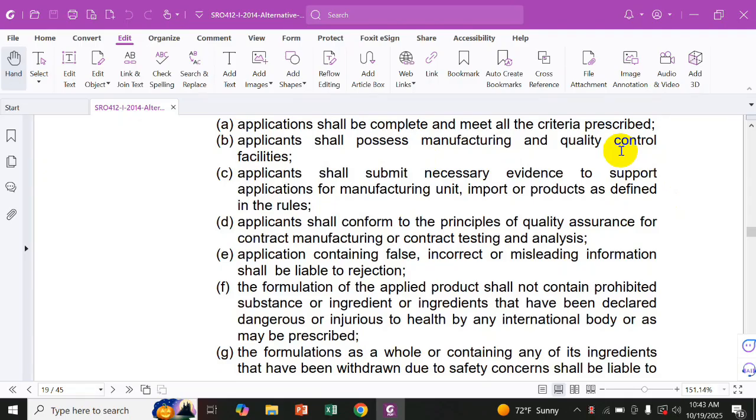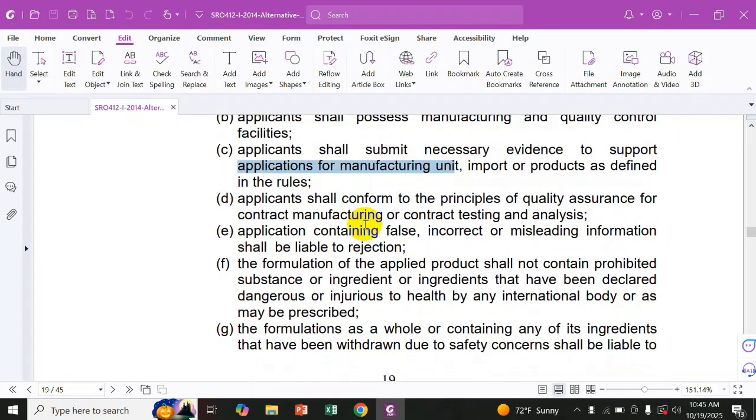Rule number C is that application shall submit necessary evidence to support application for manufacturing unit. So this is about the application for manufacturing unit. We do not deal with this point now. Next is application shall conform to the principle of quality assurance for contract manufacturing. We do not deal with this point at this time.